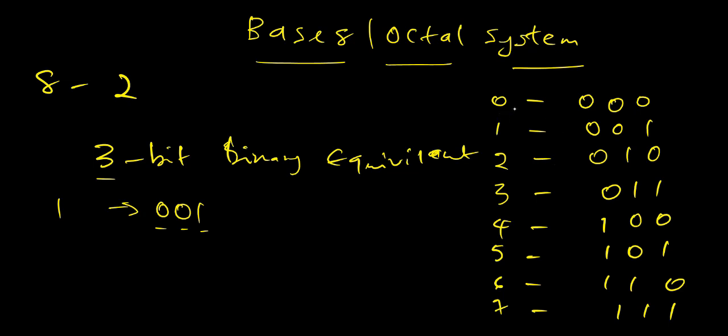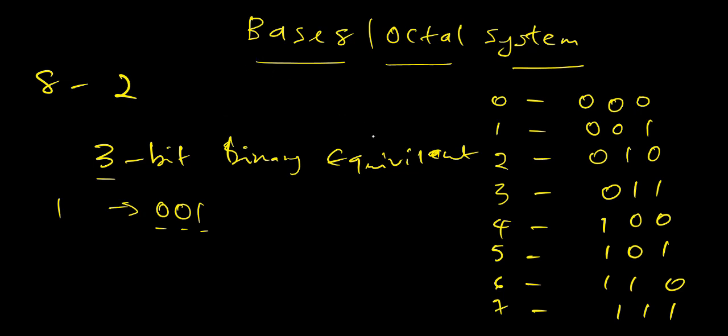So each number in base 8 has its binary equivalent, its 3-bit binary equivalent.